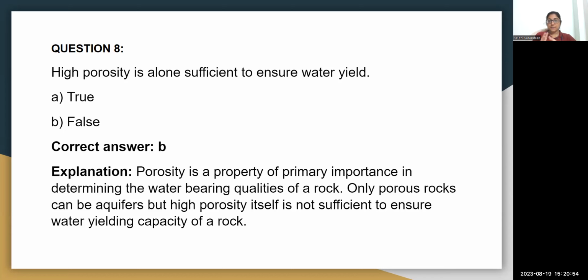So it is not sufficient to understand the porosity alone to decide how much water an aquifer can yield. Even if it has high porosity, if it is less permeable, and permeability is nothing but the ease with which water can flow through an aquifer, then it need not give us enough water. So high porosity alone is not sufficient to ensure water yield. The correct answer is false.